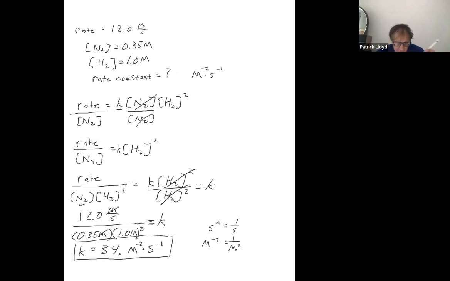All right, around 34. It's a little bit more than that, but they said round it to 2 significant digits. Okay, so there you go. That is using the rate law. Relatively straightforward.